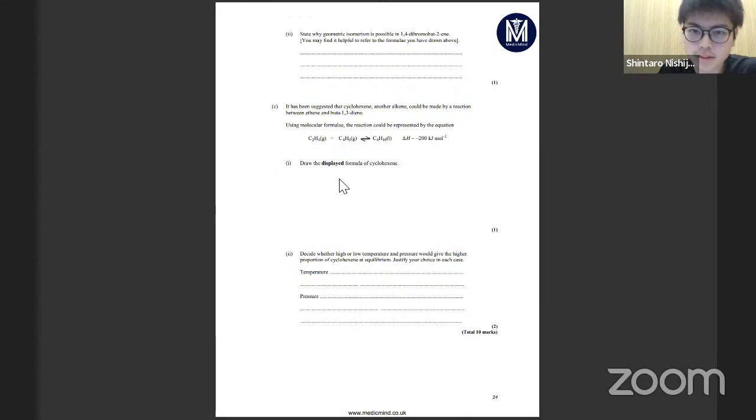People can see my screen, right? So you can skip this displayed formula part. Decide whether high or low temperature and pressure would give a higher proportion of cyclohexene at equilibrium. Justify your choice in each case. So here's the equation.